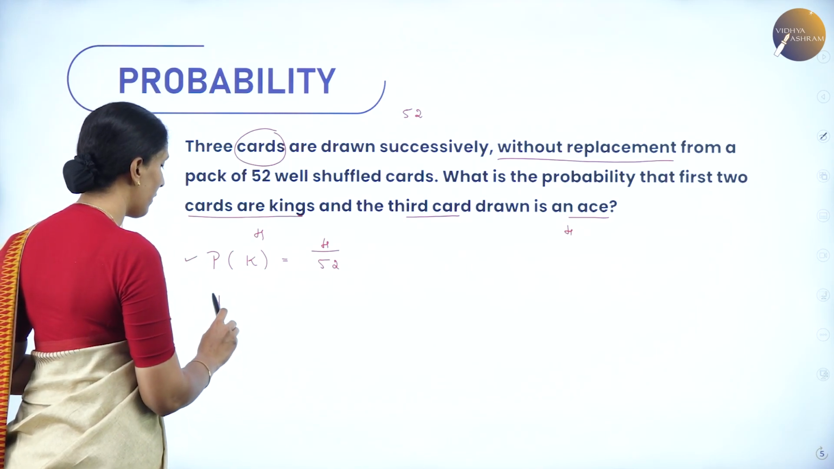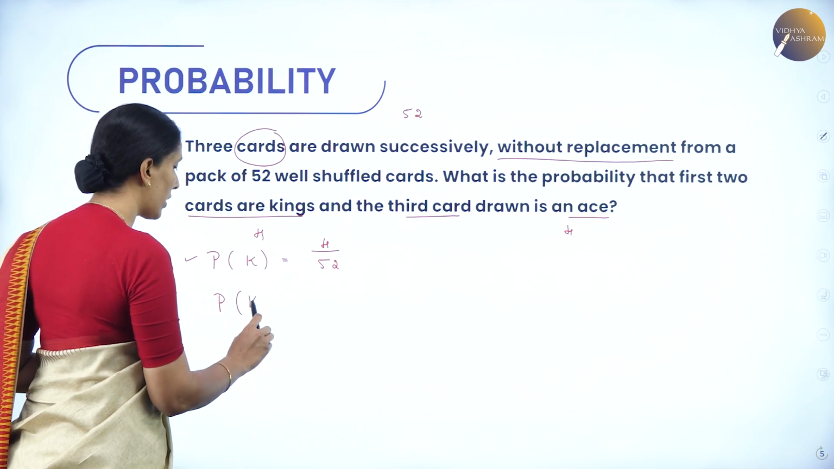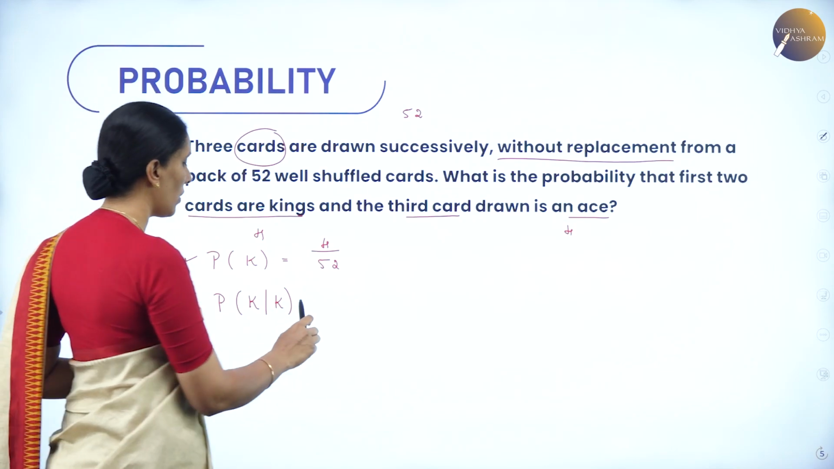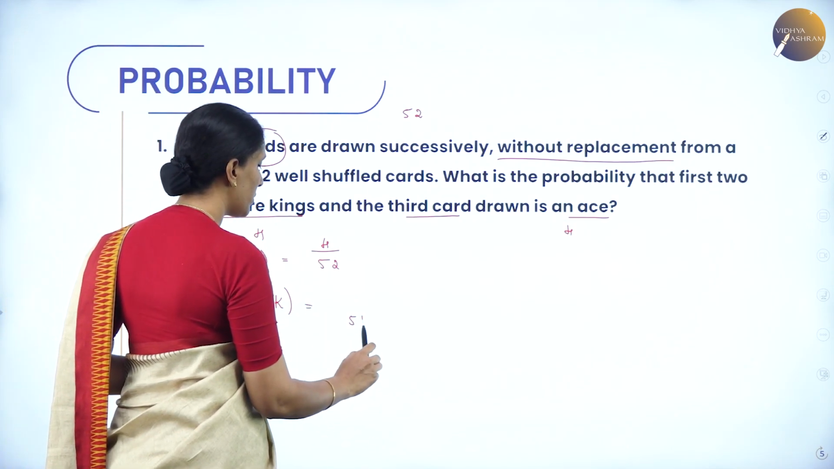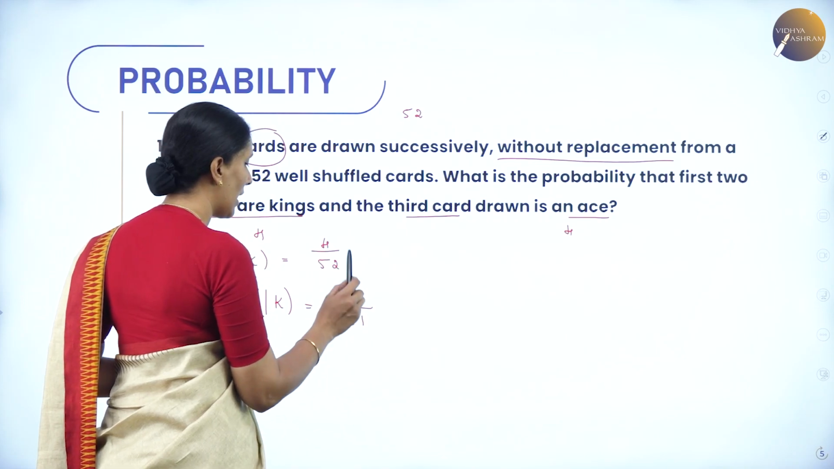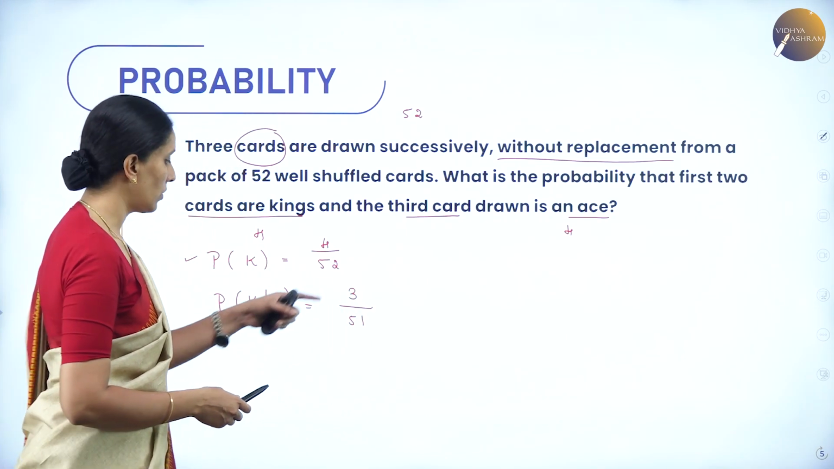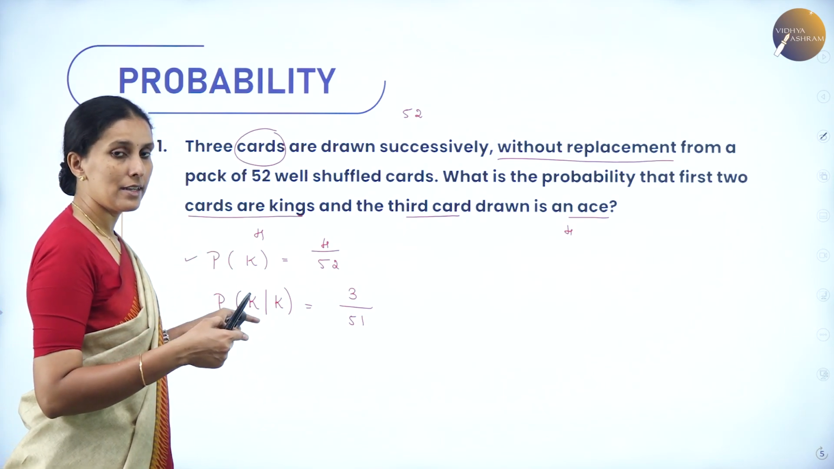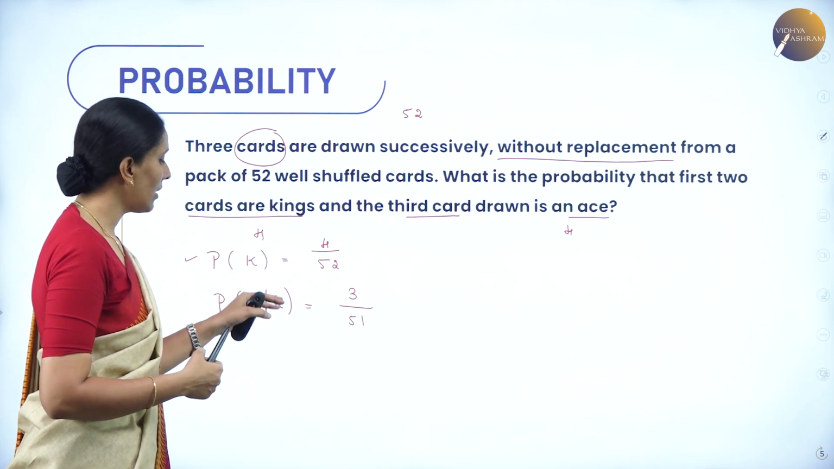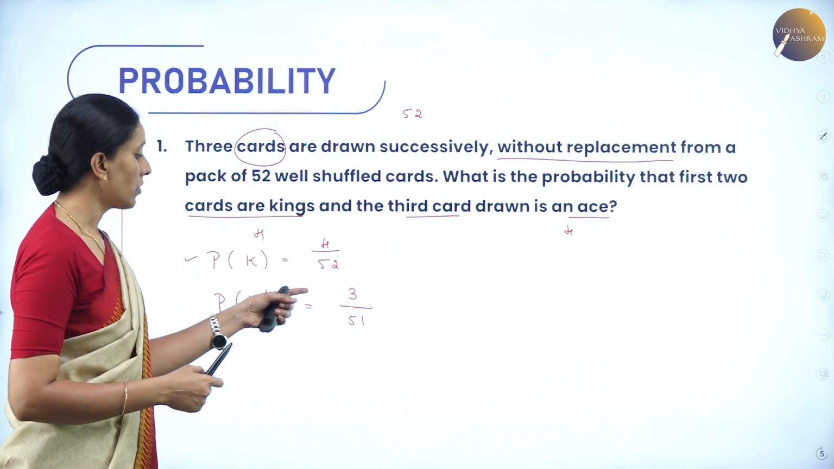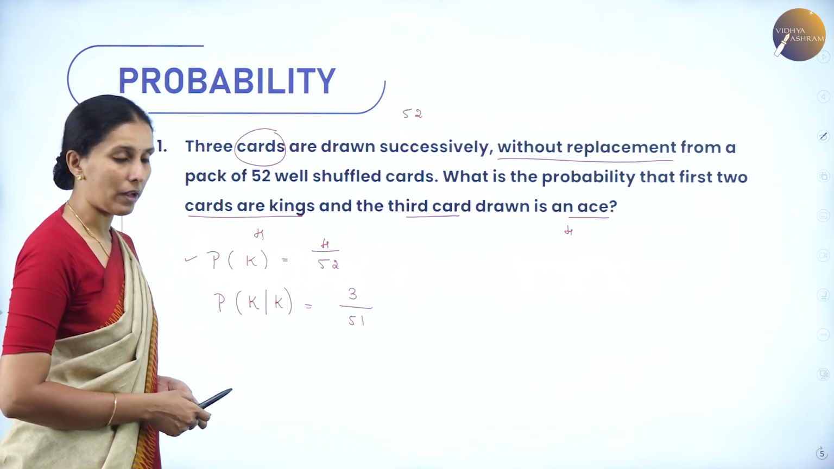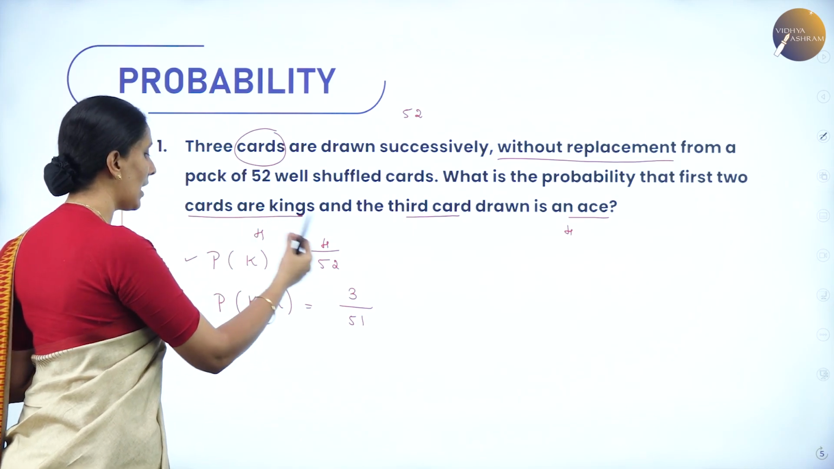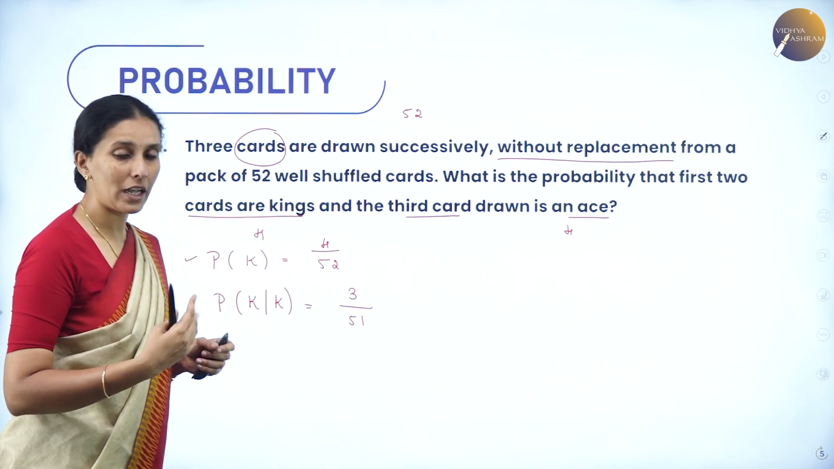Let me consider the event where I have to take one more king given I have already taken one king out of the cards. So now the remaining cards are 51 and there are only 3 king cards out of 51 cards. So the probability of taking a king in the second event, given that in the first event I have taken a king, has to be 3 divided by 51. Now I have taken 2 king cards. First card is a king, second card is a king. So now there are only 50 cards in the pack.